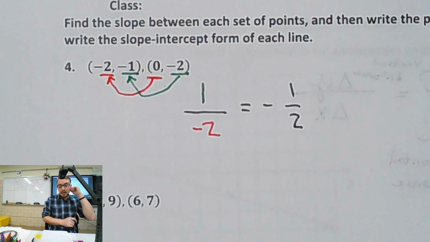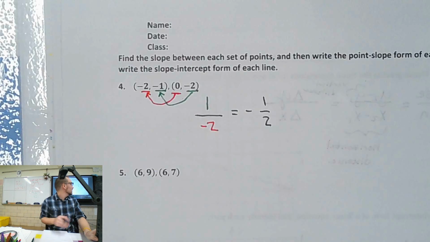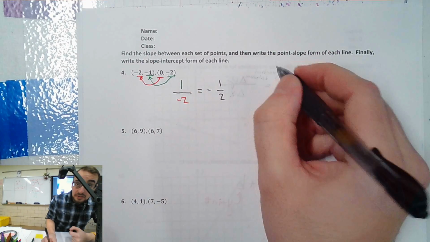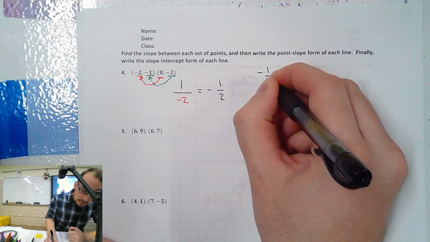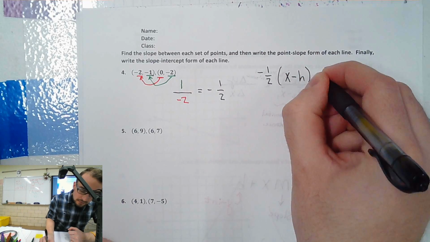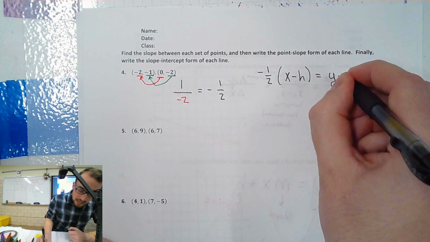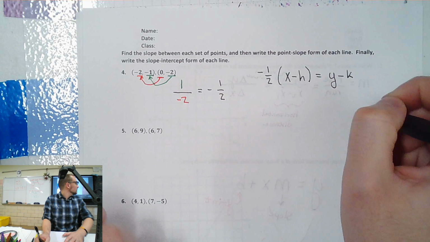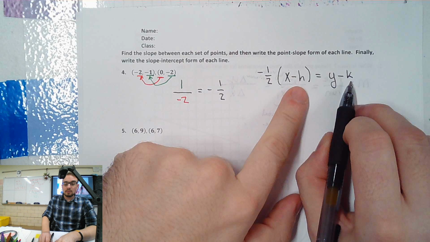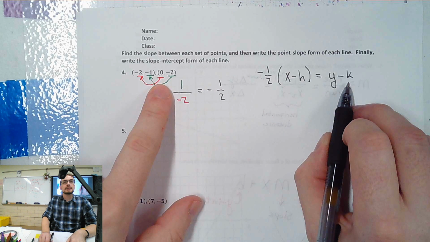So I'm supposed to write it in point-slope form and slope-intercept form. Let's write it in point-slope form first. Point-slope form is m times the quantity x minus h equals y minus k. Remember that from the page before? H and k are our point. So which point do you want to use? How about 0, -2?